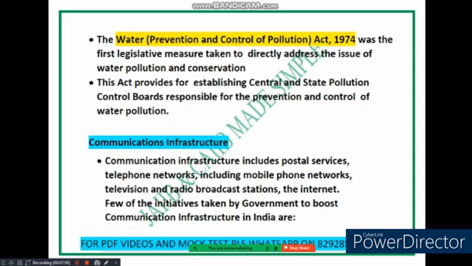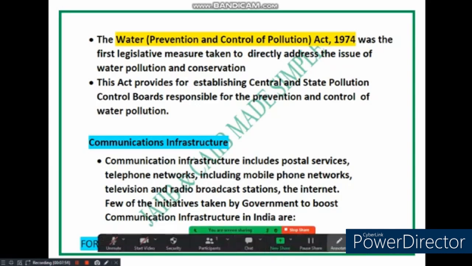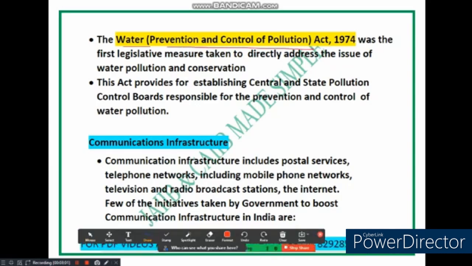So friends, regarding water pollution, there is an act, right? The Water Act 1974, basically the Water Prevention and Control of Pollution Act 1974. This was the first legislative measure taken to directly address the issue of water pollution and conservation. It is a law introduced in India to tackle the problem of water pollution and promote conservation efforts. It was the first official measure taken by the government to address the issue of water pollution.